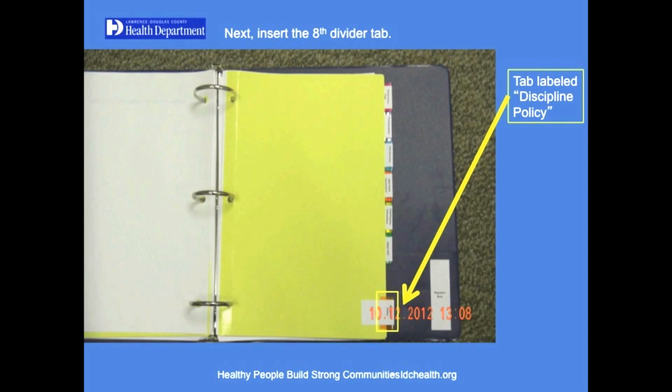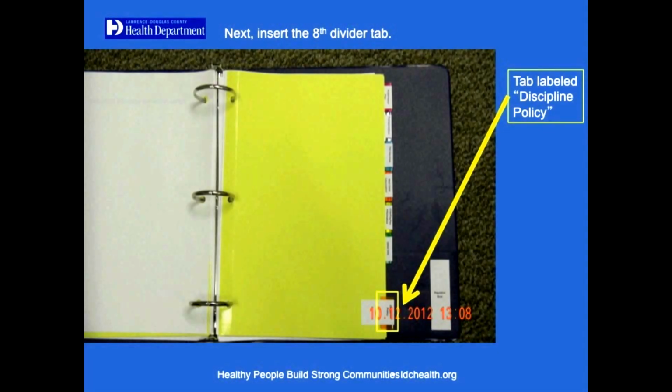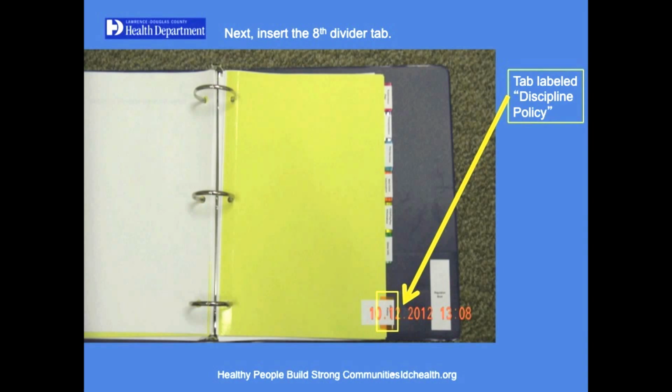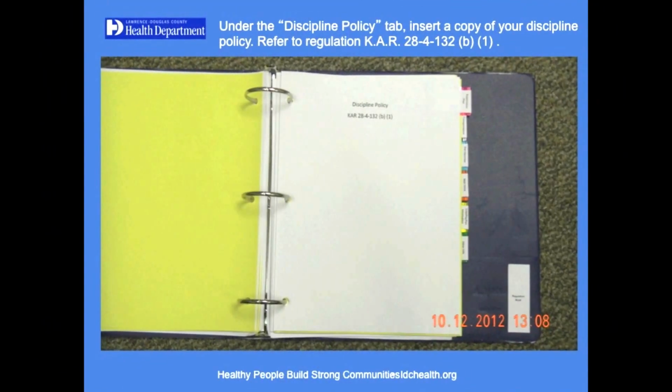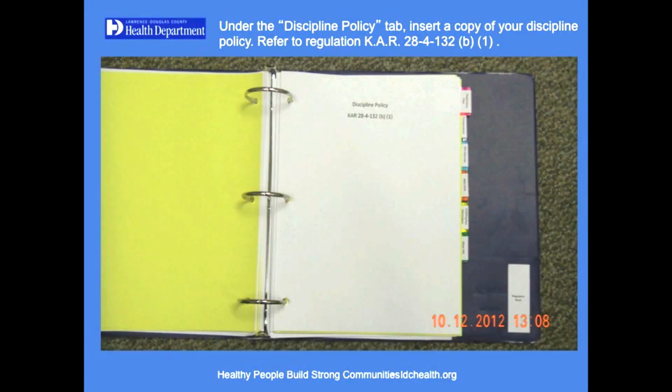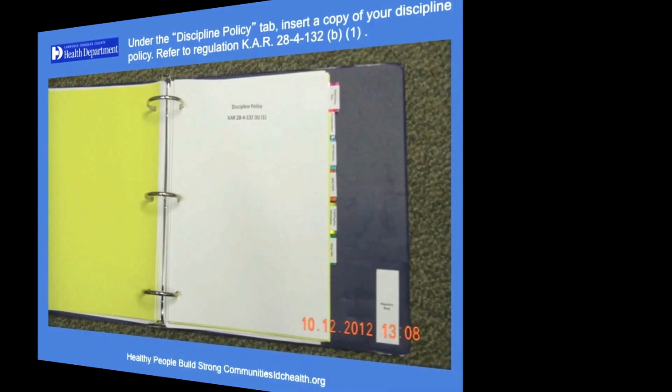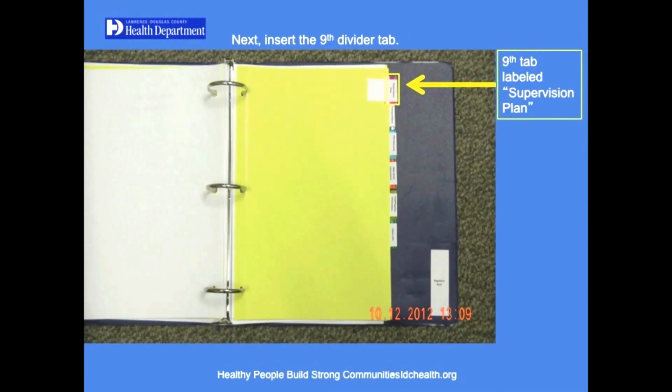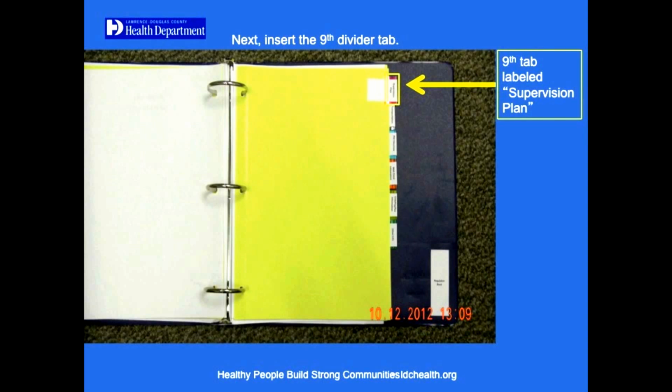Next, insert the eighth divider tab. The eighth tab is labeled Discipline Policy. Under the Discipline Policy tab, insert a copy of your discipline policy. Refer to Regulation KAR 28-4-132B1.